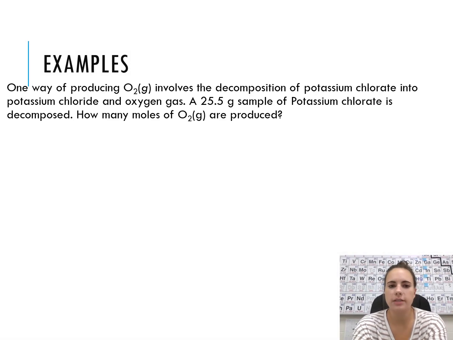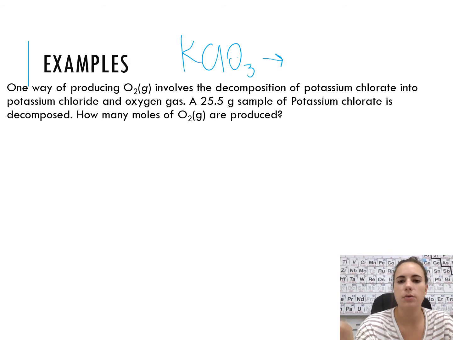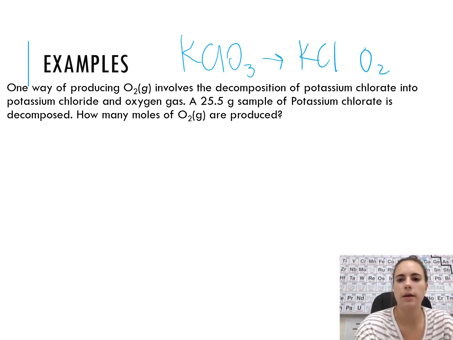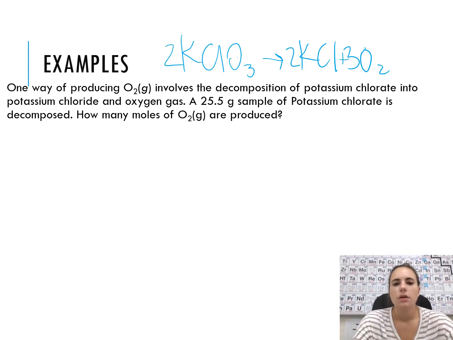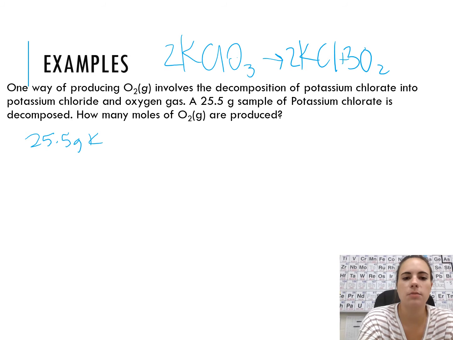All right, so let's try this example. If you would like to pause, try it on your own, and then resume the video, you can do that. All right, so this is the same equation that we had a couple slides ago. The decomposition of potassium chlorate into potassium chloride and oxygen. It tells me that a 25.5 gram sample of potassium chlorate is decomposed. How many moles of oxygen are produced? So this time I'm starting with 25.5 grams of potassium chlorate.